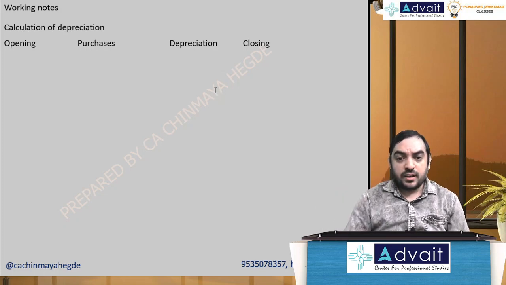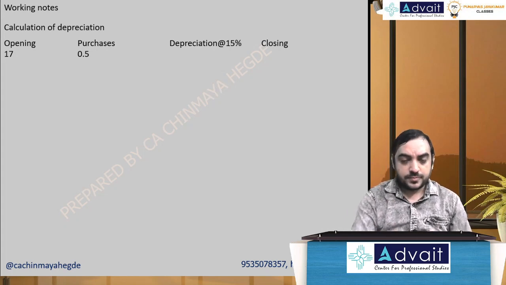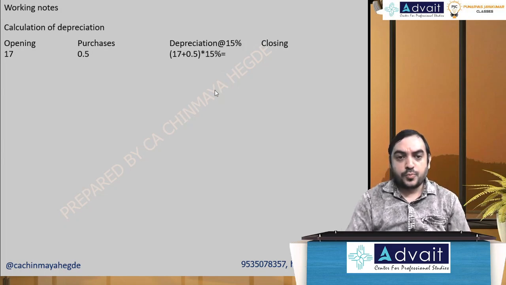Okay, so opening balance is 70, purchases is 0.5, depreciation is at the rate of 15%. So on 17 plus 0.5 into 15%, 2.625, let's say 2.63. So closing balance becomes 14.37. So next year opening balance is 14.37.